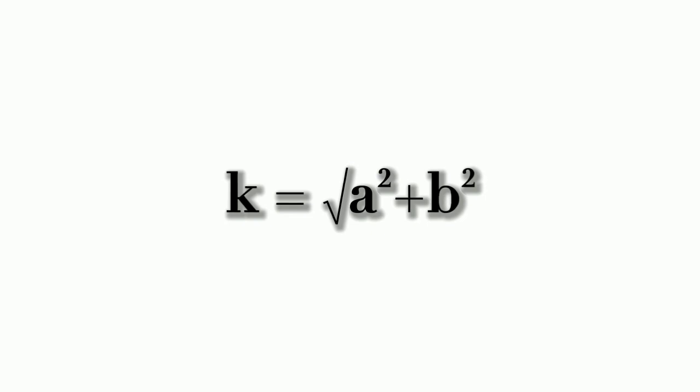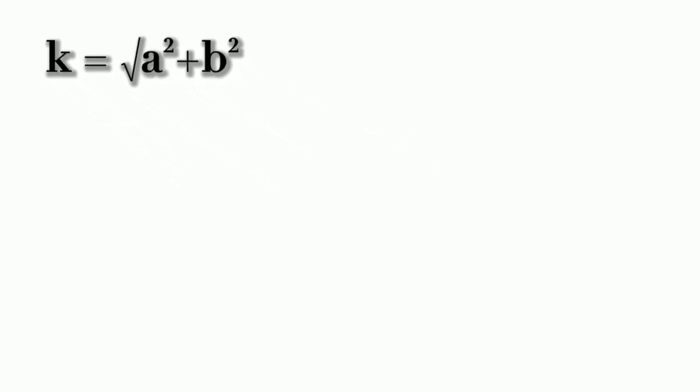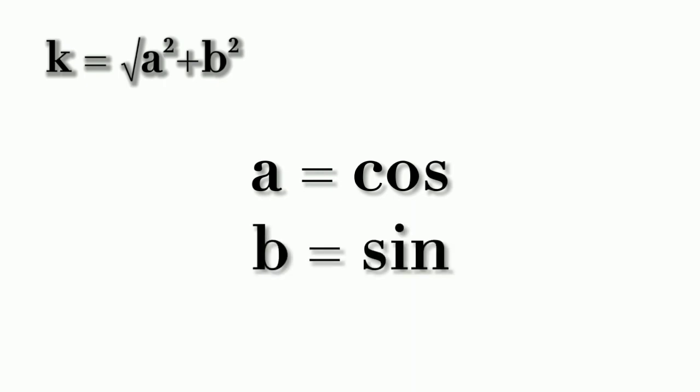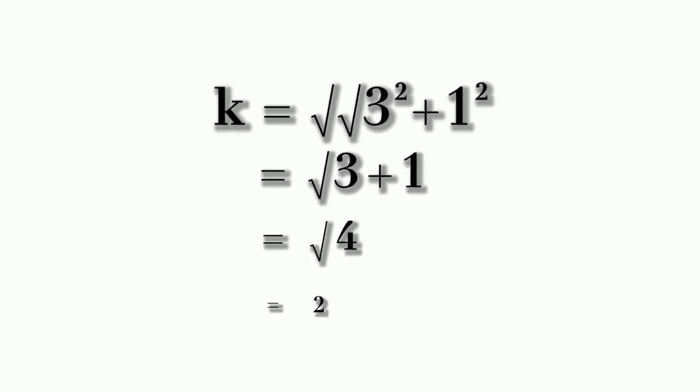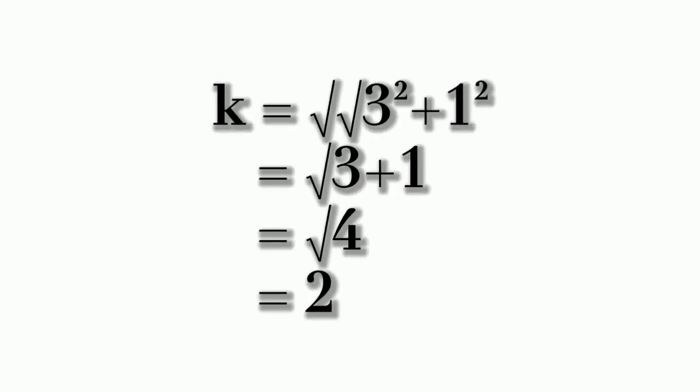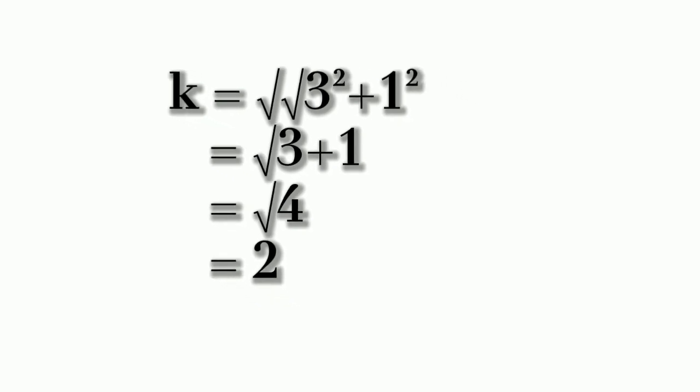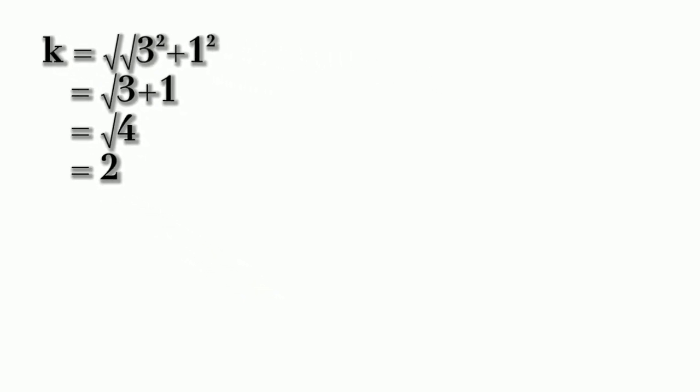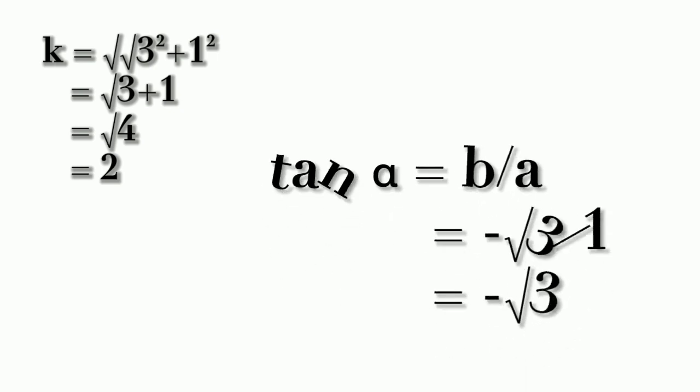Oh, and one thing, no matter which comes first, cos or sin, a is always cos, sin is always b. So we have k equals the square root of 4, which is 2. And now we will look for tan alpha. b over a, so minus square root of 3 over 1 equals minus square root of 3.